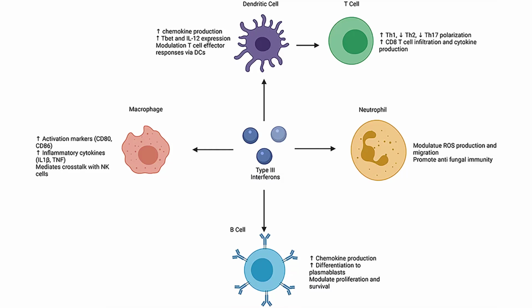So here we see that when type 3 interferons are produced and secreted, they first act on dendritic cells. In dendritic cells, they give a signal which increases chemokine production, interleukin 12 expression, and modulation of T cell effector response via dendritic cells.